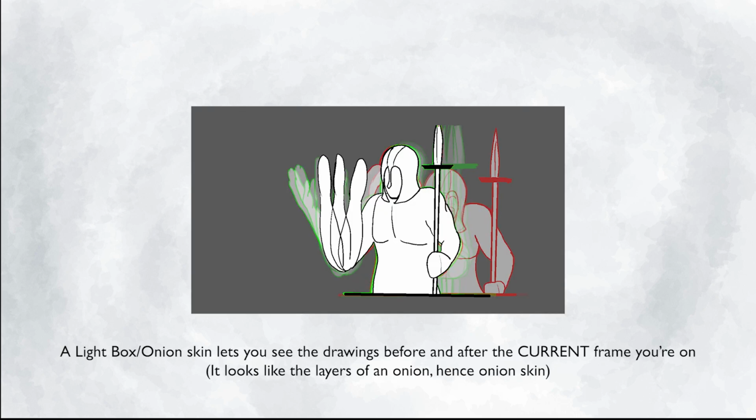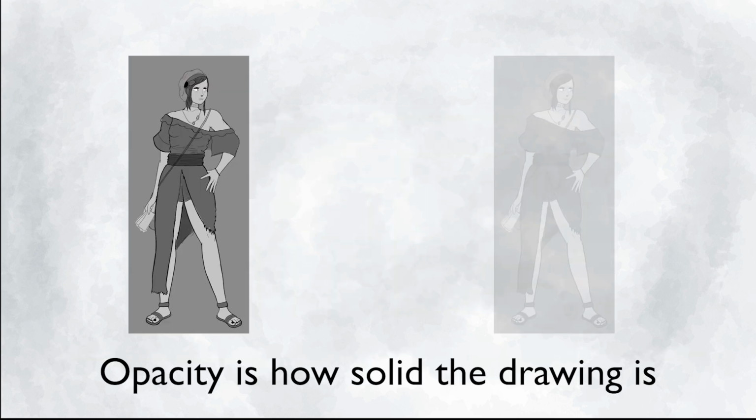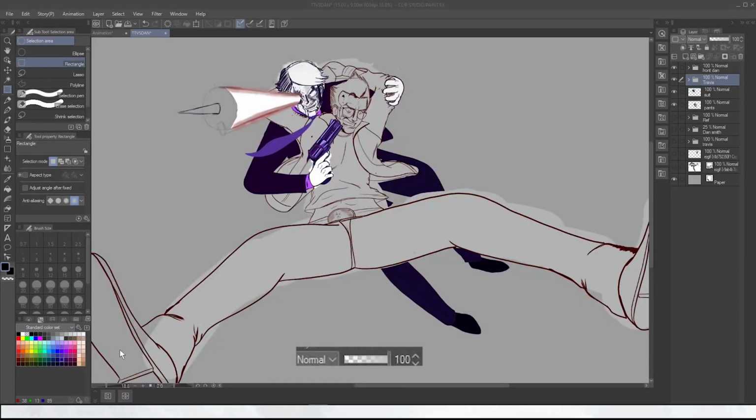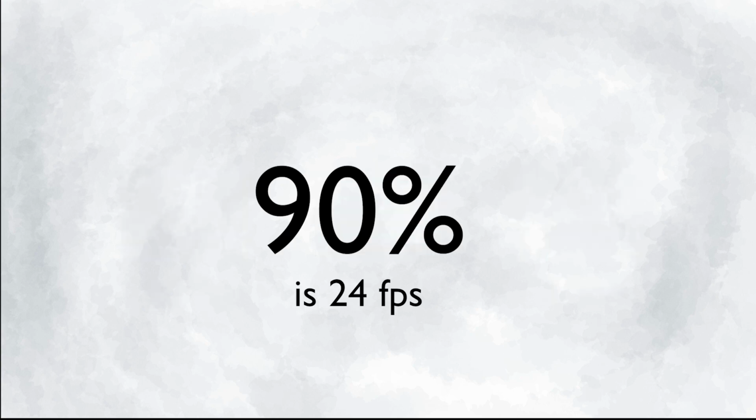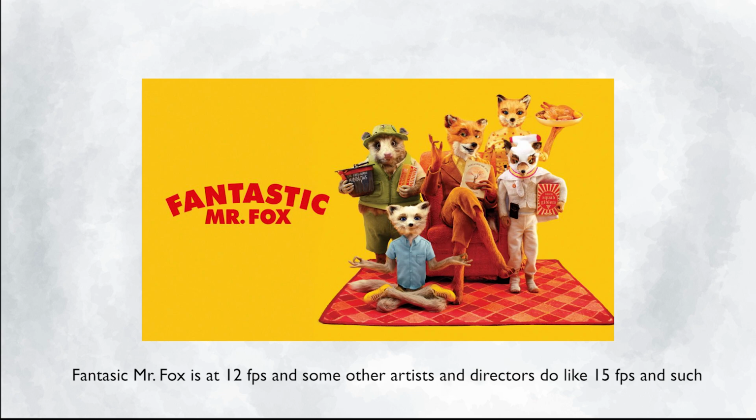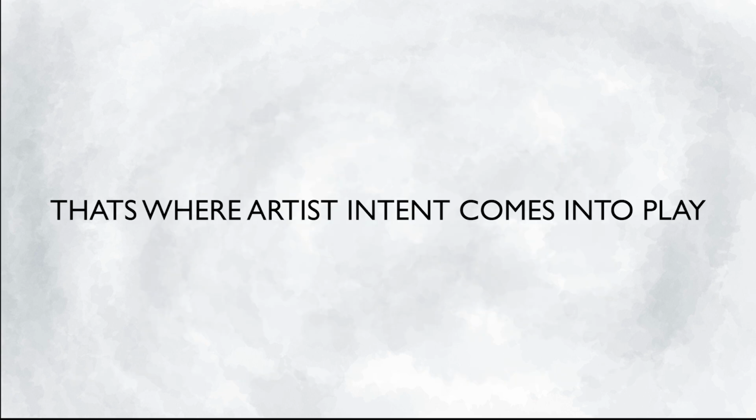Some universal terminology for softwares. Onion skin, aka lightbox. This is what lets you animate because it lets you see drawings before and after the current frame you're on. Opacity. This is how solid an image is. So the higher the opacity is, the more solid it is. The lower it is, the more invisible it becomes. FPS, or frames per second. This is how fast your animation plays. I'd say like 90% of animation is in 24 frames per second. There's some stop motion filmmakers and artists that just like working in like 15 frames or 12 frames. It's all a personal thing.